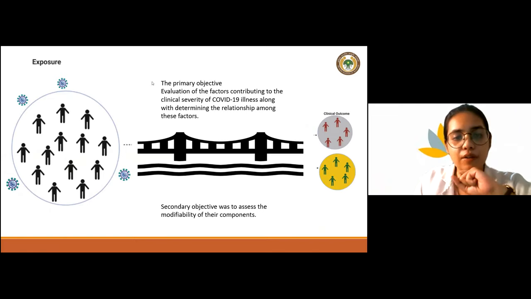The primary objective of the study was the evaluation of the factors of clinical severity, along with determining the relationship among these factors. If we are talking about exposure, host factor, and clinical outcome, is there any relationship between these variables or not? The secondary objective was to assess the modifiability of their components. If we could modify the host factor, then even if a group of individuals has the same exposure, the clinical outcome will vary because of the host factor. These were the primary objectives that we started with.